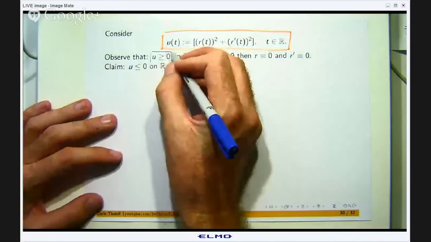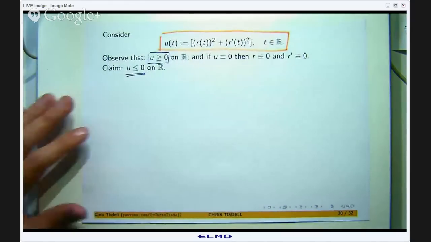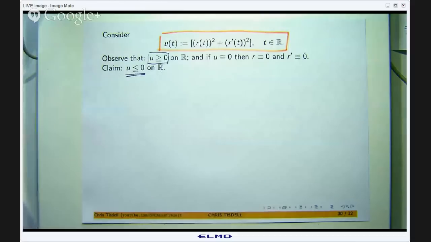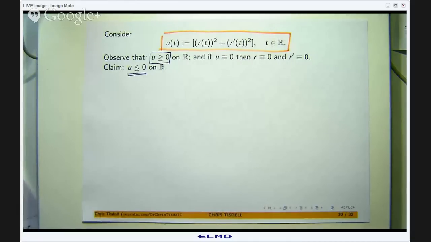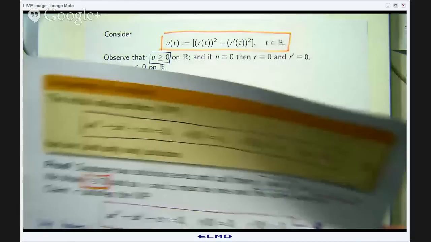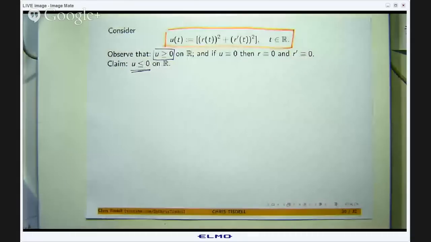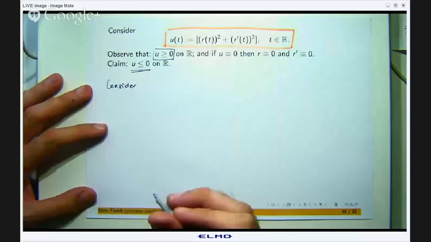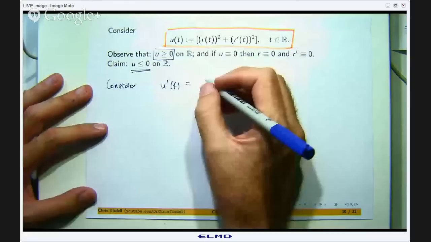Okay, so from my definition of u, I see that it's always greater than or equal to 0, and the second claim I'm going to make, and the final claim, is that u is less than or equal to 0. So if u is greater than or equal to 0 and less than or equal to 0, u has to be identically equal to 0. Okay, so that means that r is identically equal to 0. And then I've actually proved my result, because that's what I'm trying to show. Okay, so let's consider this function u, and let's consider the derivative of u with respect to t.